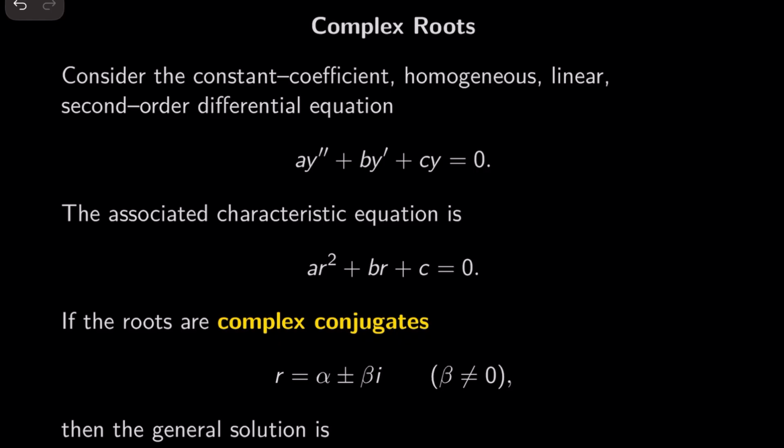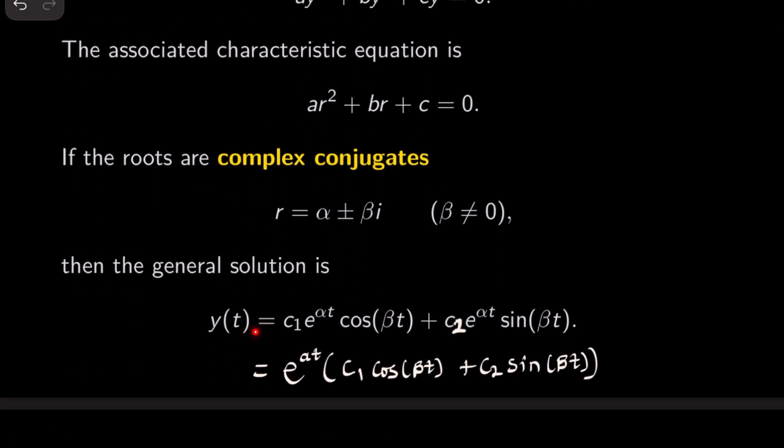Then the general solution is y of t is equal to c1 e^(alpha t) cosine of beta t plus c2 e^(alpha t) sine of beta t. This can be simplified: here we can factor e^(alpha t), so that's e^(alpha t) times c1 cosine of beta t plus c2 sine of beta t.